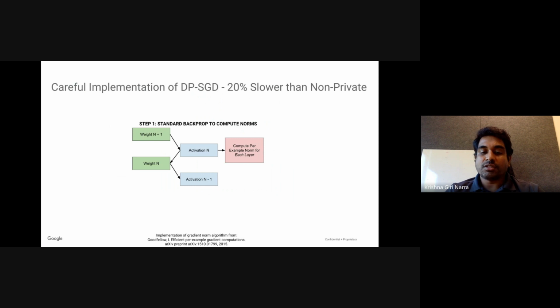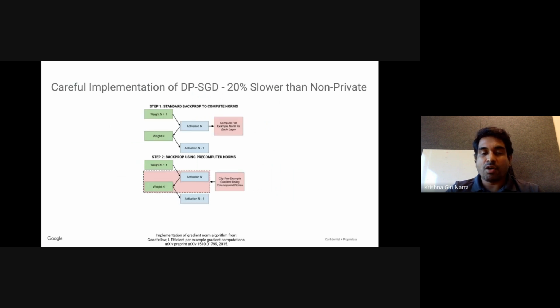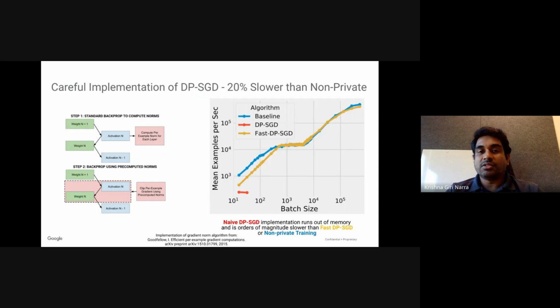In the first pass, we compute the per-example gradient norm at each layer, then get the per-example gradient norm for each example for the model by aggregating. In the second backprop, we use these per-example gradient norms to clip the gradients before averaging. After averaging, we apply the gradients to the parameters. We observe that this generally results in about a 20% slowdown compared to the non-private model. However, it's much faster than the naive DP-SGD implementation.